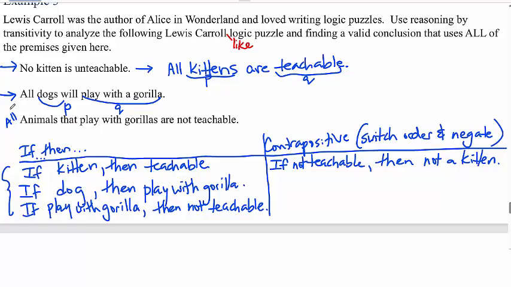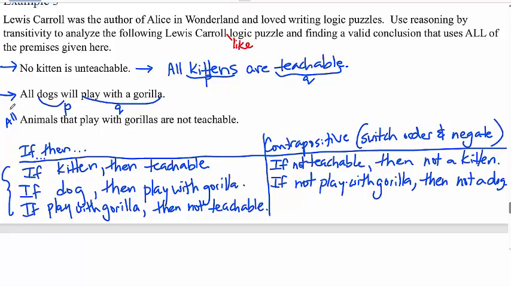Okay, now the next one, same thing. We're going to take the conditional, if you're a dog, then you play with gorillas. We're going to turn it around and negate each component. So if you're not playing with gorillas, then you're not a dog. Okay, and then that would be equivalent to the original conditional.